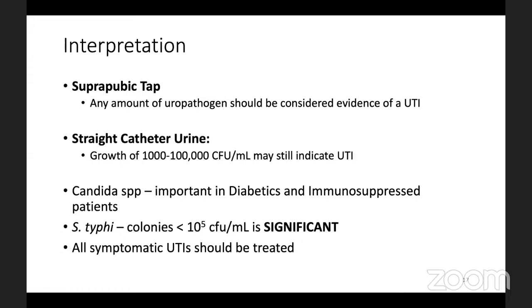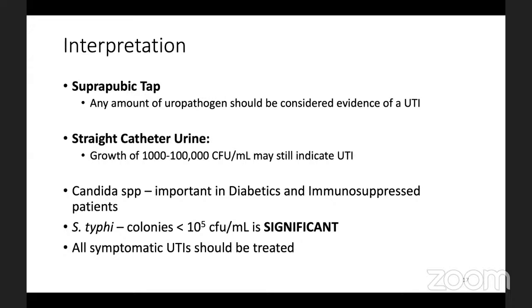Now, for suprapubic tap, we dodged the urethra, which is the colonizer. We dodged all those things and went straight to the bladder. And so because of that, any pathogen you see there should be considered as evidence of UTI.